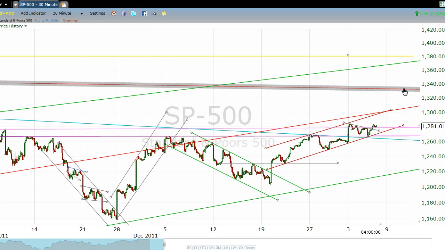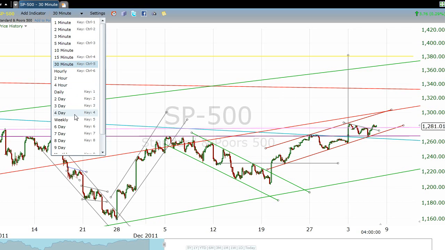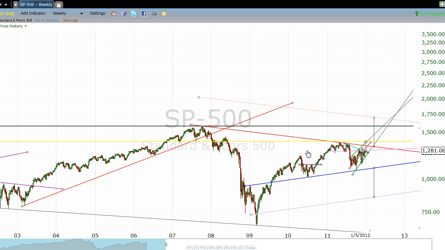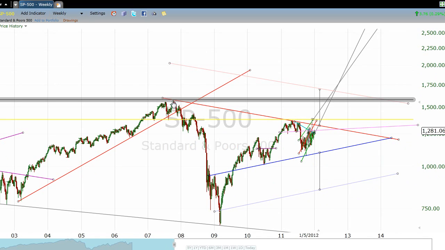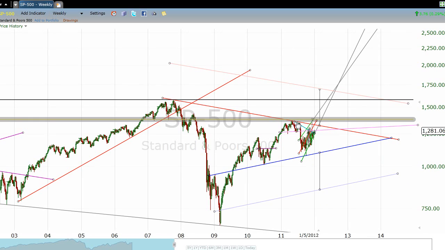And the reason is this red line right here that's right now right in the 1332, 1333 area. This red line, there I'm highlighting it. Again, if we back up to a weekly chart, you can see that red line is drawn across the 2007 fall highs, which actually were the all-time high in the S&P, and also the spring 2011 highs.